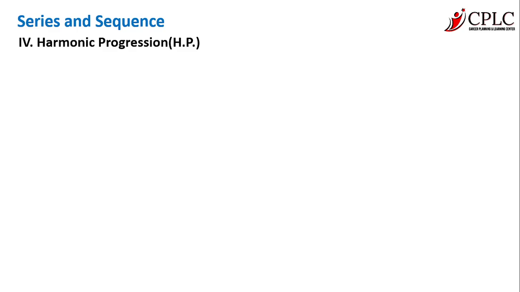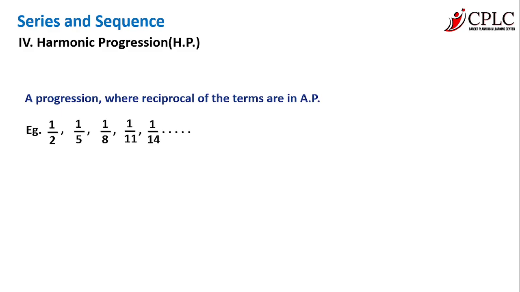Very simple. If the reciprocals are in arithmetic progression, then the series is a harmonic progression. Now, what do I mean by that? Let's take an example. All these numbers, 1/2, 1/5, 1/8, 1/11, etc., they all are in HP. The reason is, let's take their reciprocals. The reciprocal of 1/2 is 2, of 1/5 is 5, of 1/8 is 8, of 1/11 is 11. So your numbers are 2, 5, 8, 11.